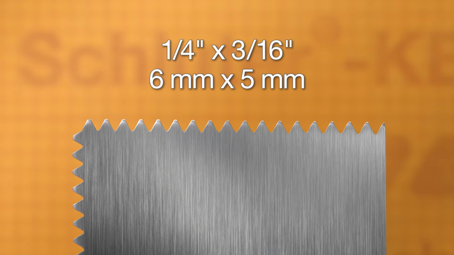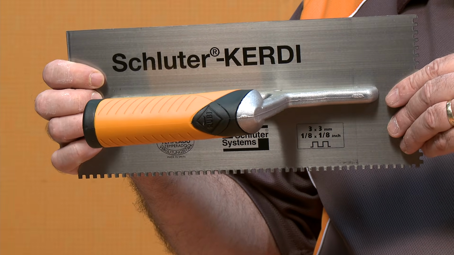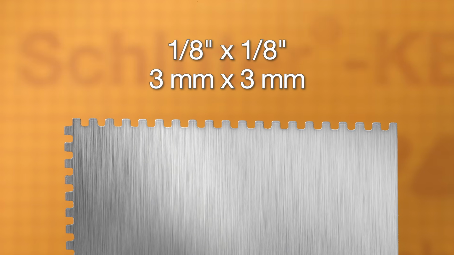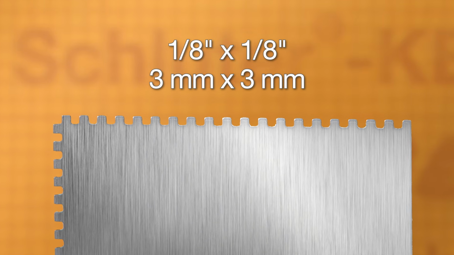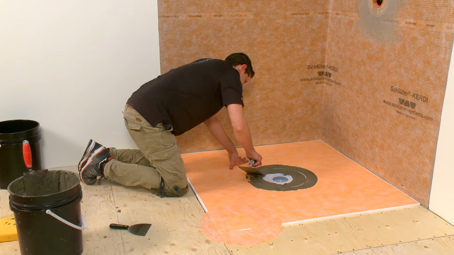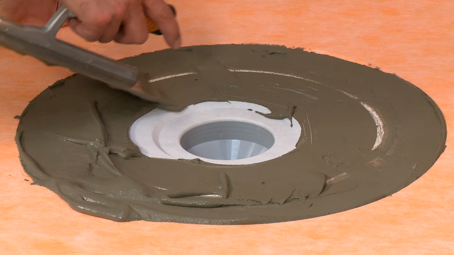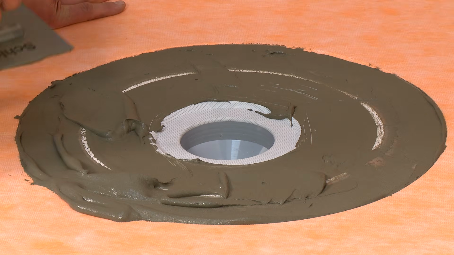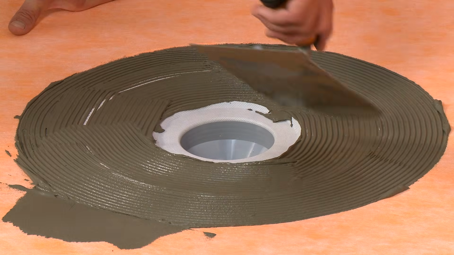A 1/4 inch by 3/16 inch V-notch trowel or the Schluter Kerdi trowel, which features a 1/8 inch by 1/8 inch square notch design, is used to apply the mortar. Using the flat side of the trowel, apply thin-set mortar over the bonding flange and within the recessed area of the shower tray surrounding the drain. Then, comb additional mortar using the notch side of the trowel.